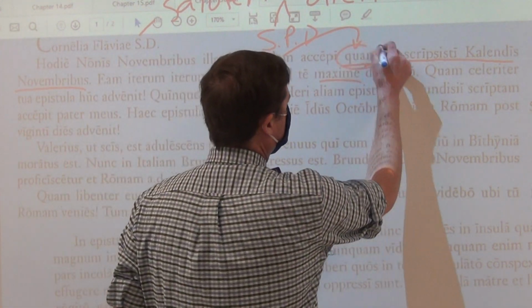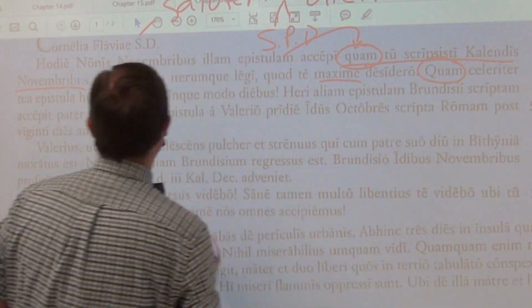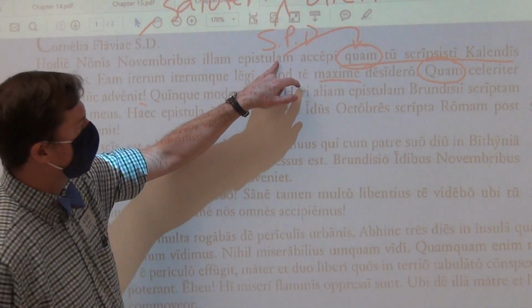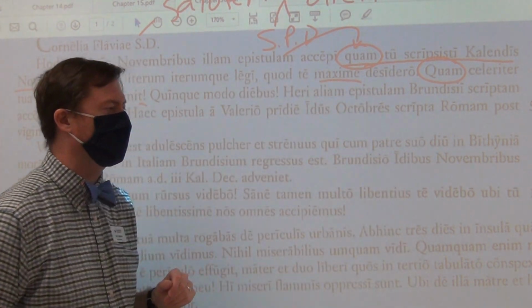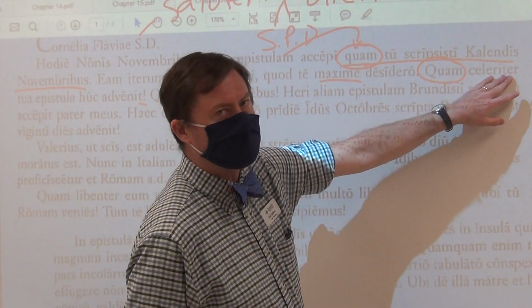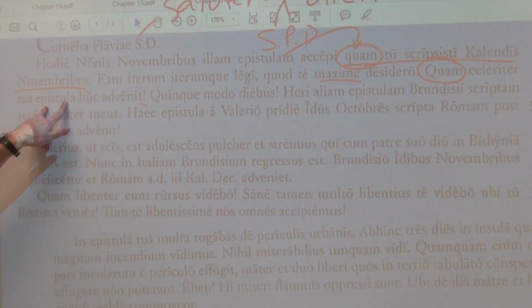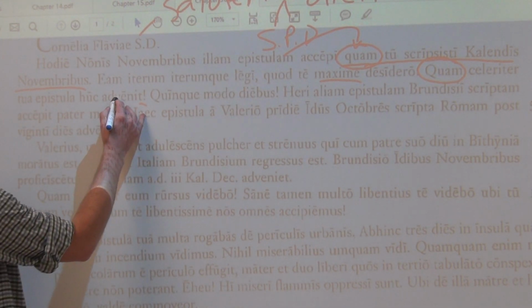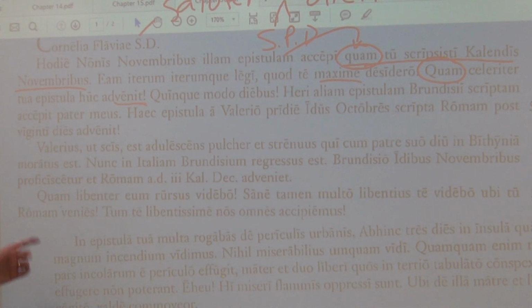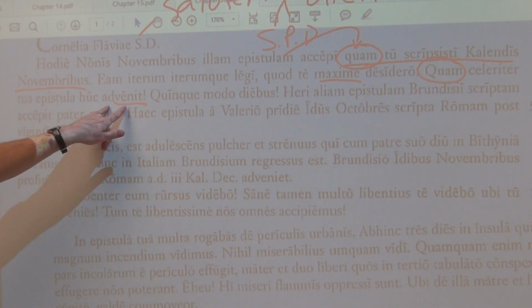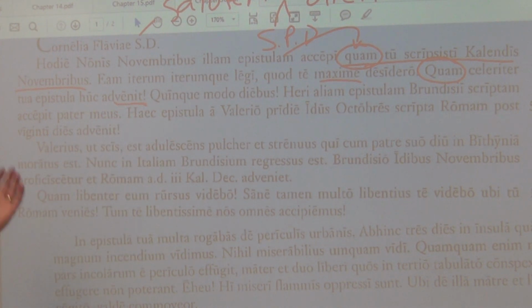Now here's another quam. This quam is the quam of exclamation. It is not taking an antecedent and introducing its own relative clause, and so therefore it's the exclamatory quam. How quickly your letter, nominative subject, arrived. Venio, venire, veni, ventus. That long E tells you it's a perfect stem. Perfect stem. Arrived, did arrive, here.